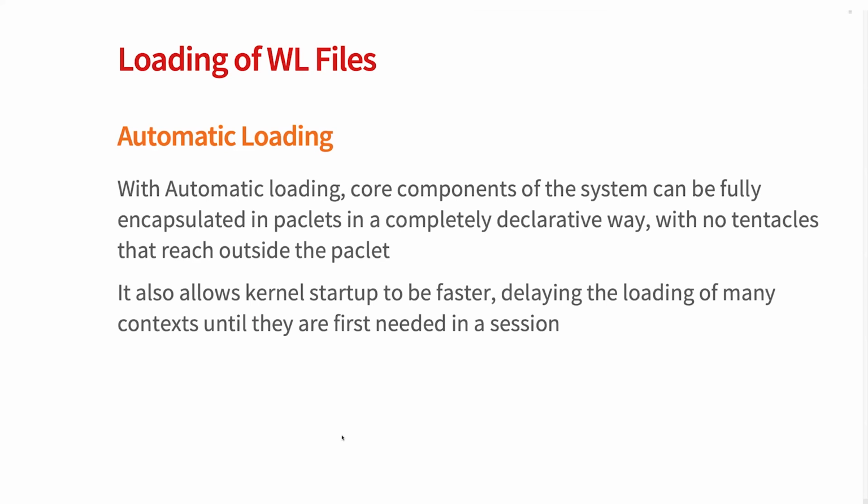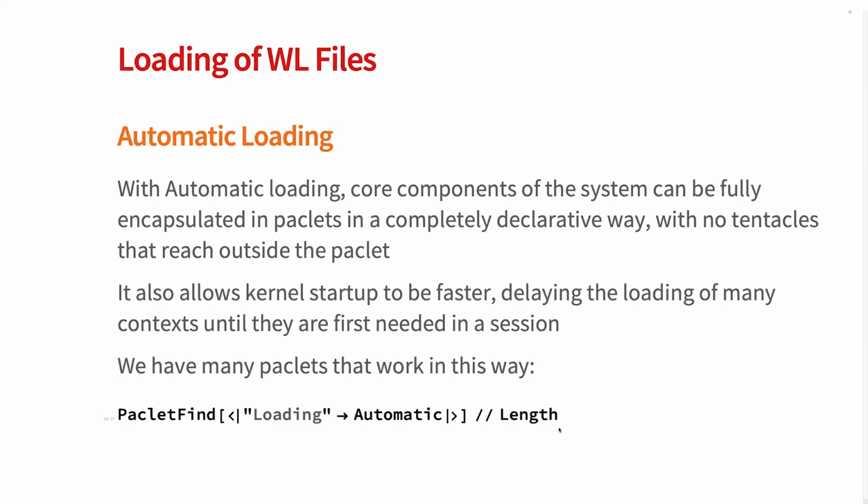It also allows the kernel to start up faster by delaying loading of files until they're first used. And that's actually quite important, right? One way to make kernel startup really fast is to MX everything, and have the kernel just load all the MX files. That's what it does for startup. It just loads every MX file during startup. And that's super fast because MX files load super fast. But they're kind of a pain. And it's quite handy to use this lazy type of definition for system symbols. Right. So we actually have a lot of Paclets that use automatic loading. There are 169 Paclets in the layout that use automatic loading.